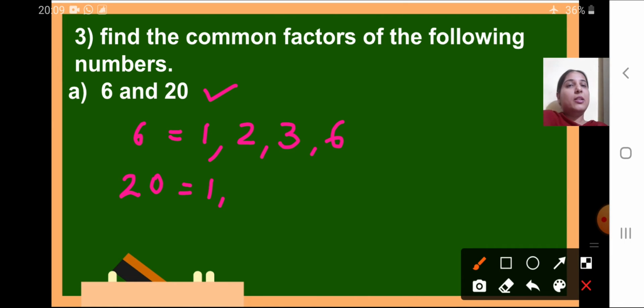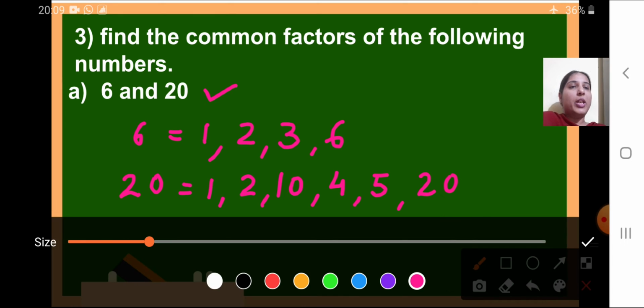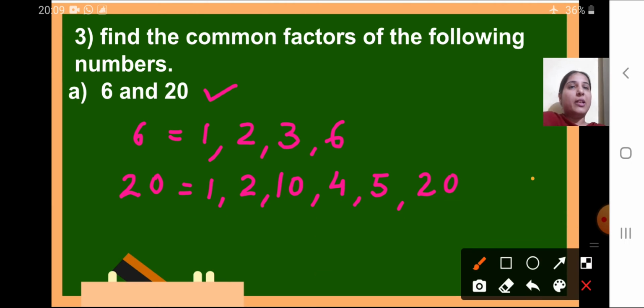So 1, then 2 10s are 20, so 2 and 10 both are factors of number 20. Then 4 5s are, or 5 4s are 20. Isn't it? And then number 20 itself. Now you have to find the common factors. You have to find the factors which are common in both the numbers.